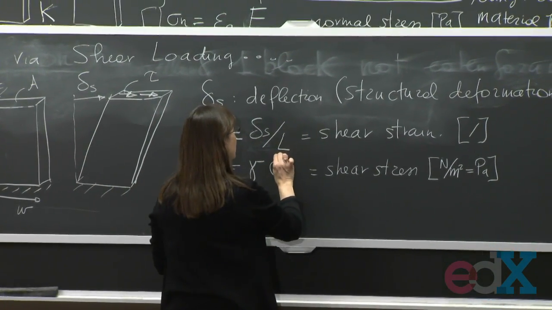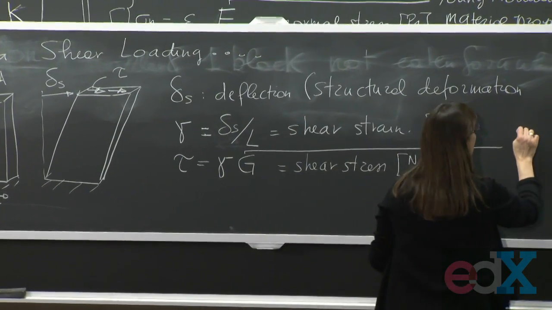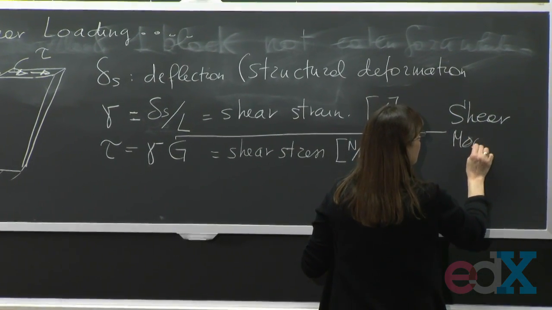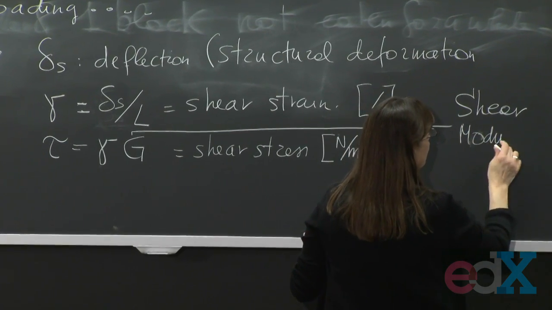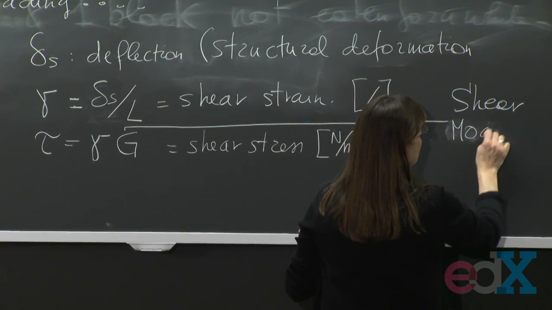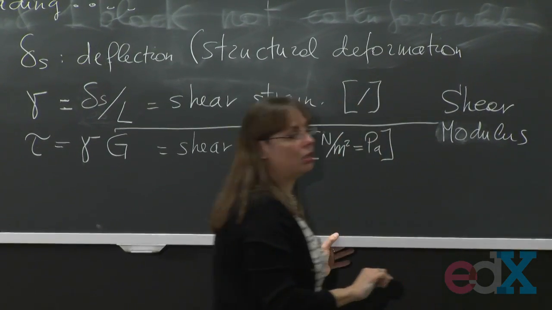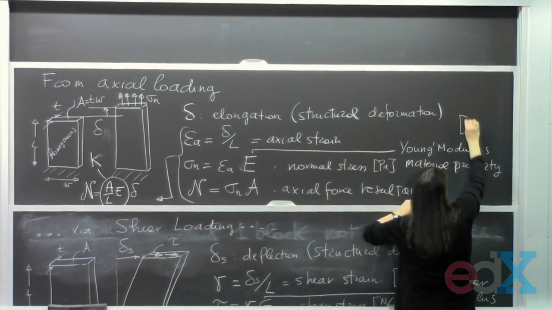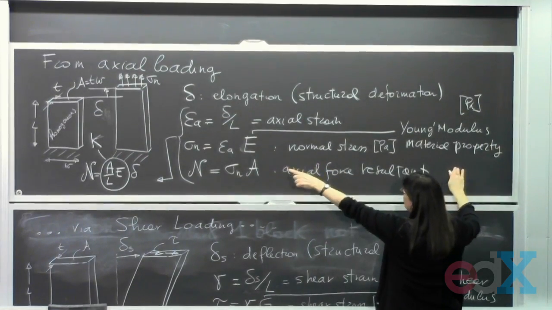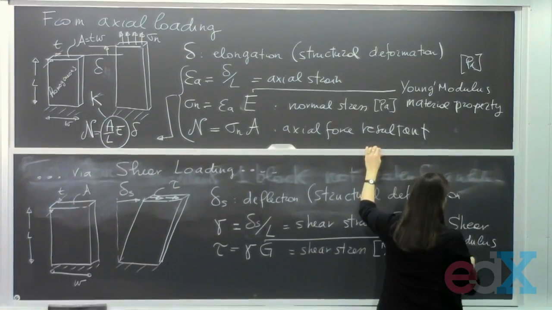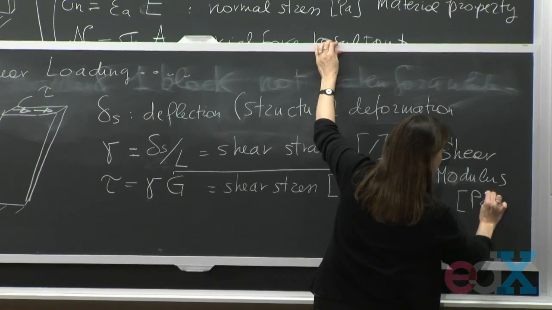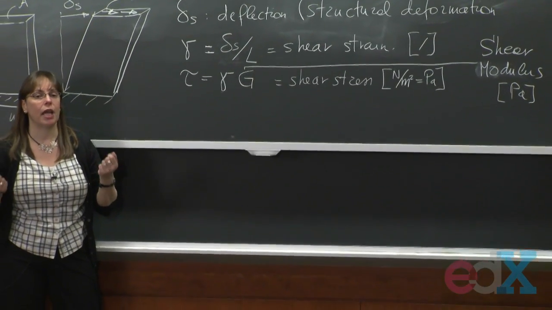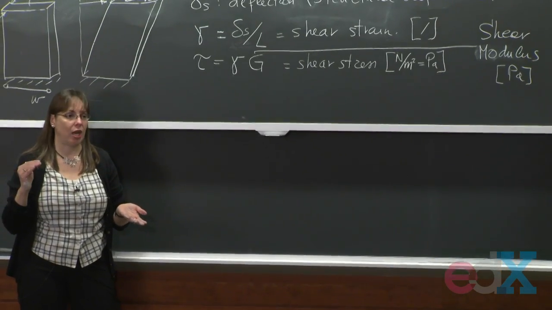This G here is called the shear modulus. I cannot write modulus. Shear modulus. The same way as the Young's modulus had units of pascals, because it's a stress multiplied by strain, which is dimensionless, the shear modulus is also going to have units of pascals. OK? So the shear modulus is a material property that connects shear stresses to shear strains.